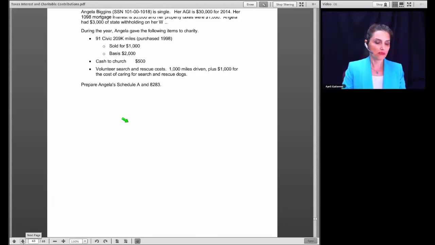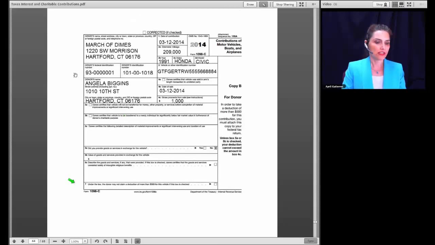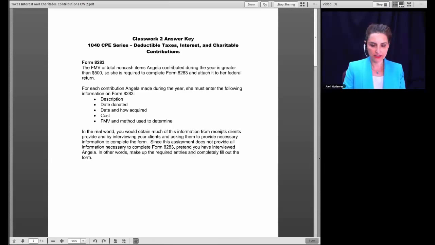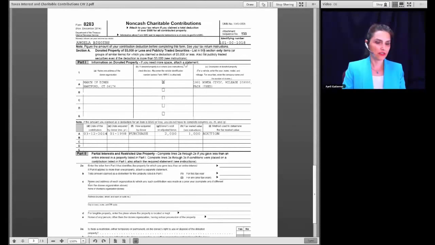So let's go ahead and prepare her Form 8283, but before we do, I wanted you to see her 1098-C for this auction of that Honda Civic. You can see that the gross proceeds from the auction are $1,000, and we're going to use this information to prepare her return. And here is the answer key for that. I'm going to quickly fly over to the 8283.